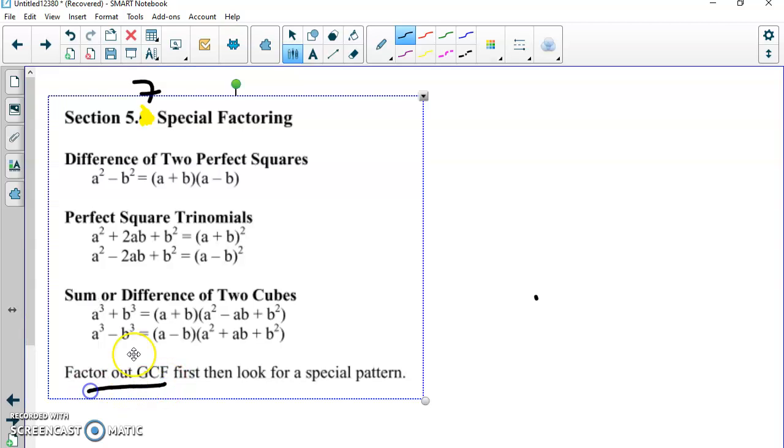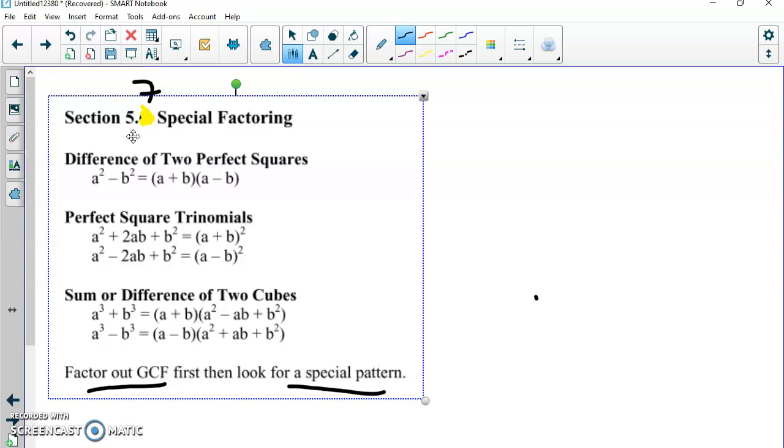Alright, make note, we are always checking for GCF and then looking for special patterns. We have seen difference of perfect squares and perfect square trinomials before, but now we are going from the answer to the factored form. So we're going backwards, so definitely write them again, even though you have them in your notebook from before.